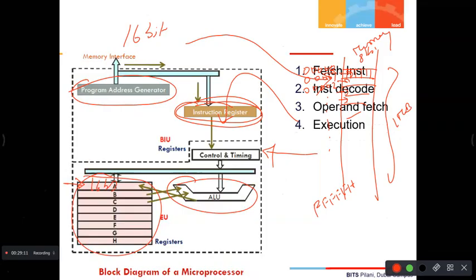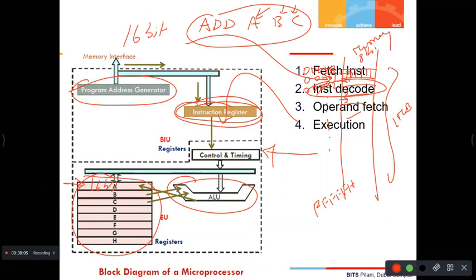Right? See, suppose my instruction is add A, B, C. Let us consider that my instruction is add A, B, C. Assume that your operands are B and C, and the result is stored in A. Right? Okay. Now what does the microprocessor first do? First it fetches the instruction. The instruction corresponding to this add A, B, C is stored in the memory. So first the microprocessor generates the address where it is stored. The instruction is now taken to the instruction register and it decodes it. That's what I said, instruction decode.